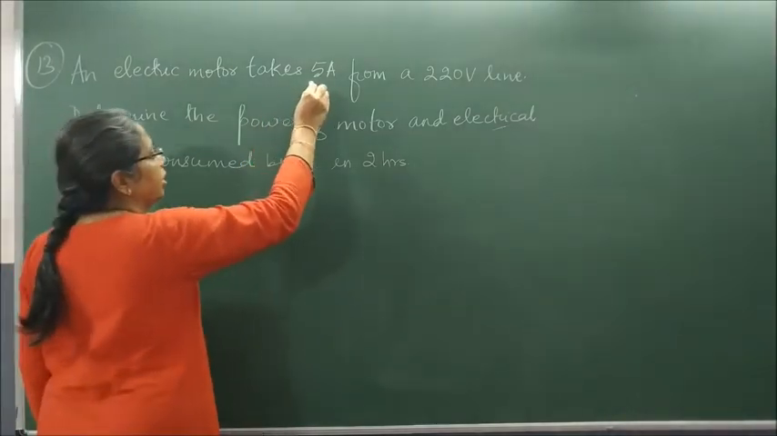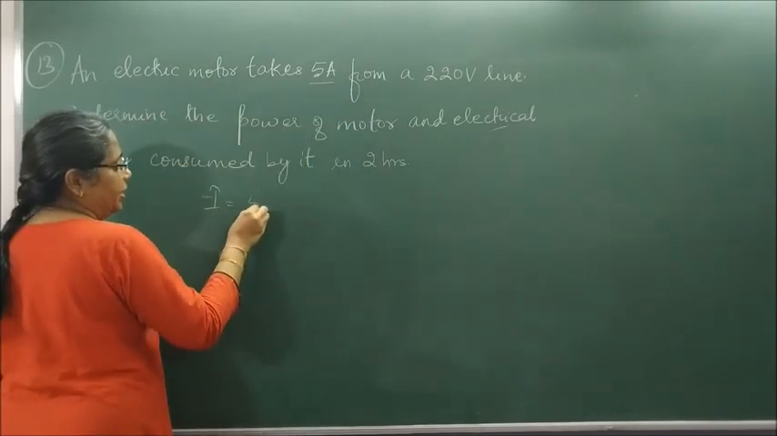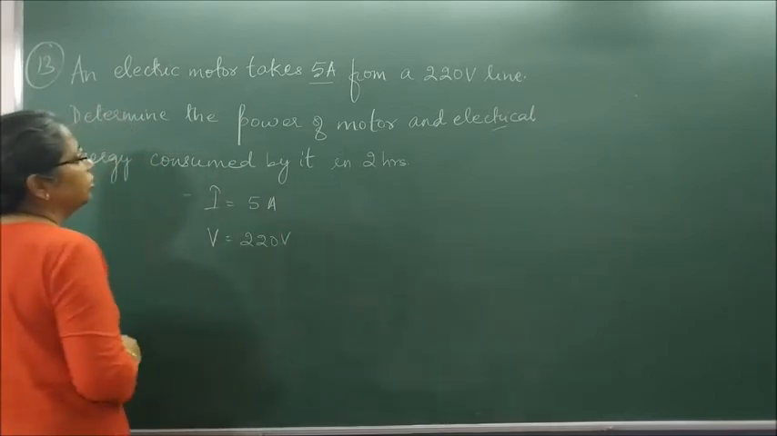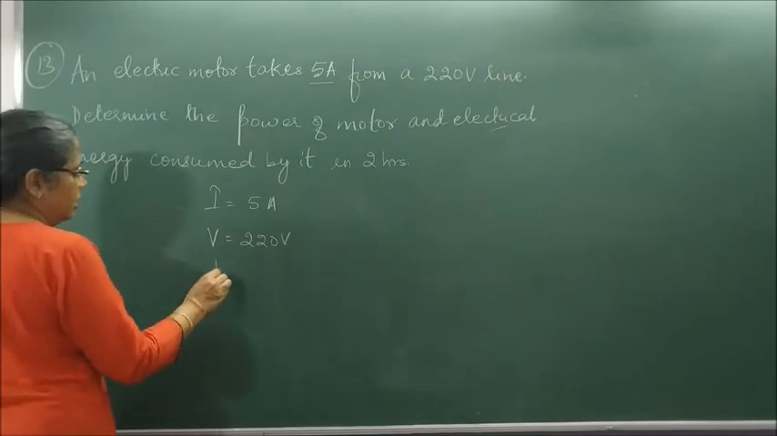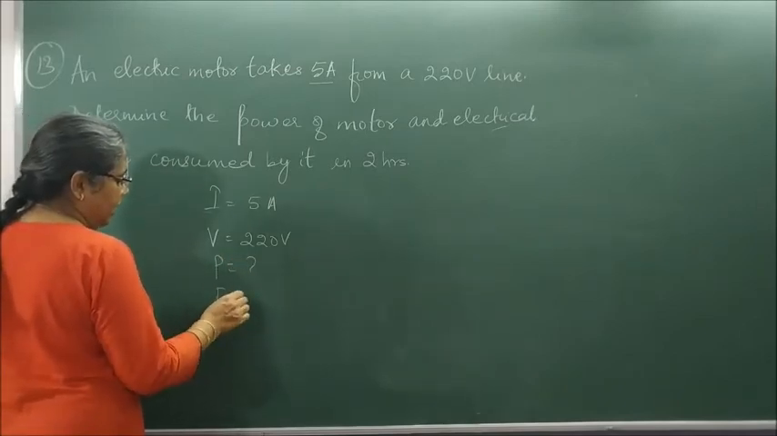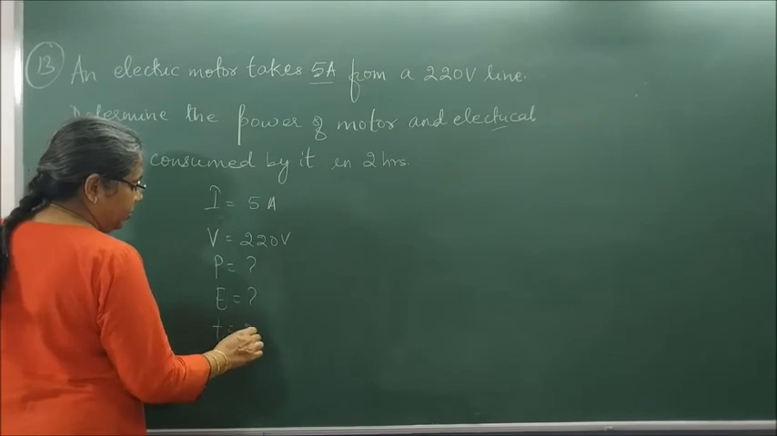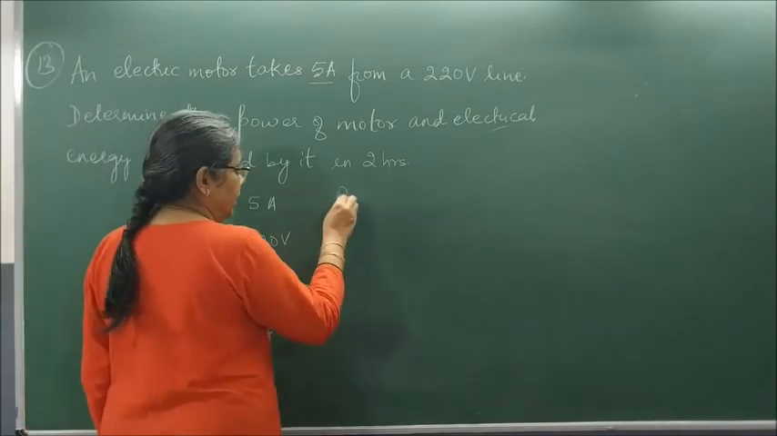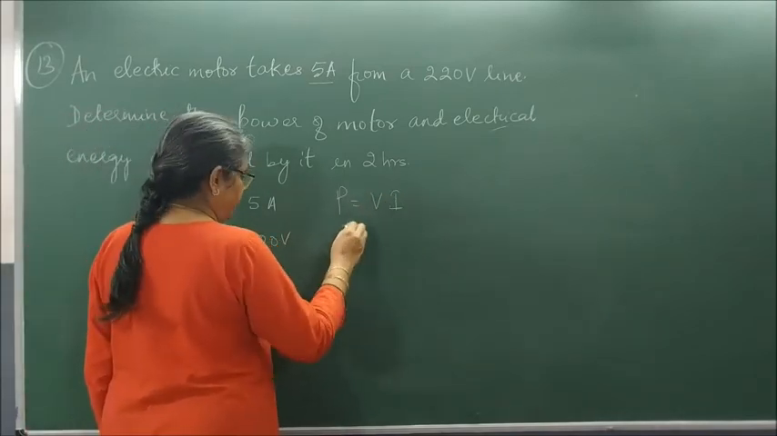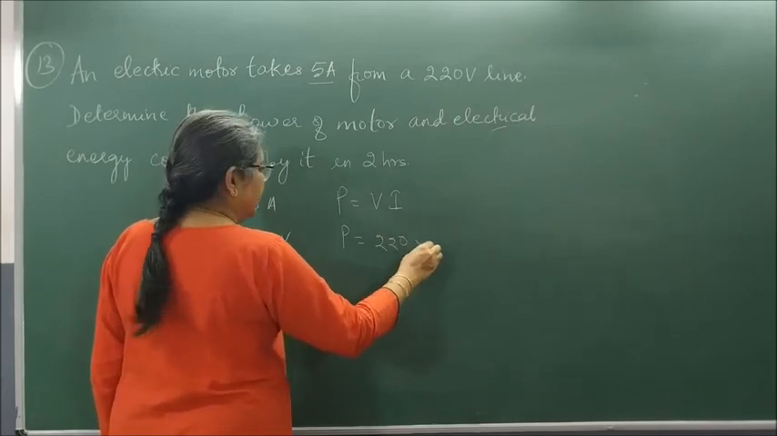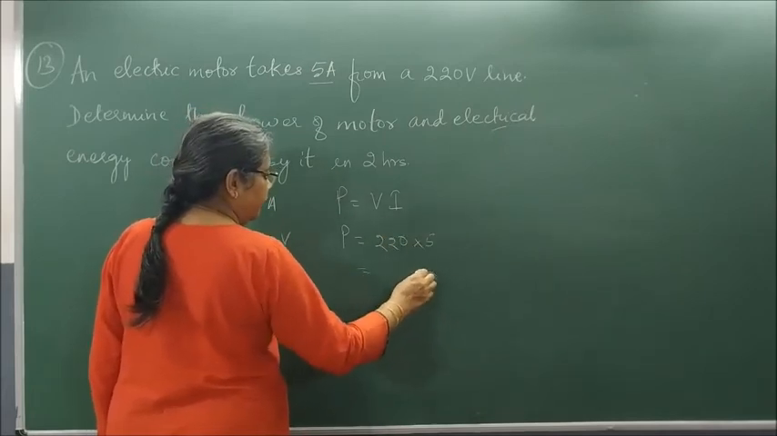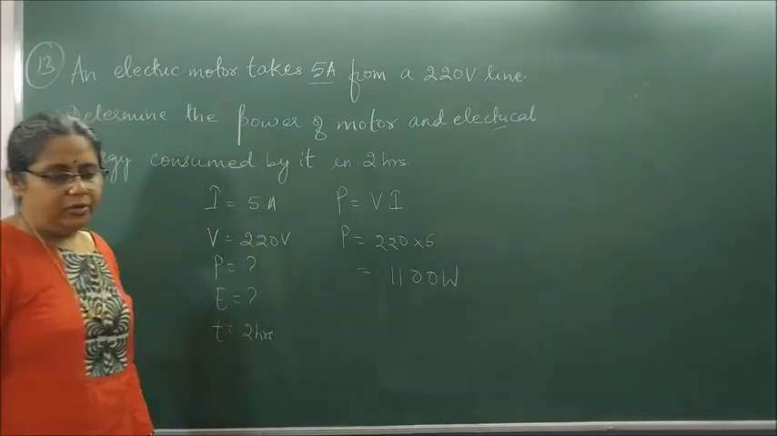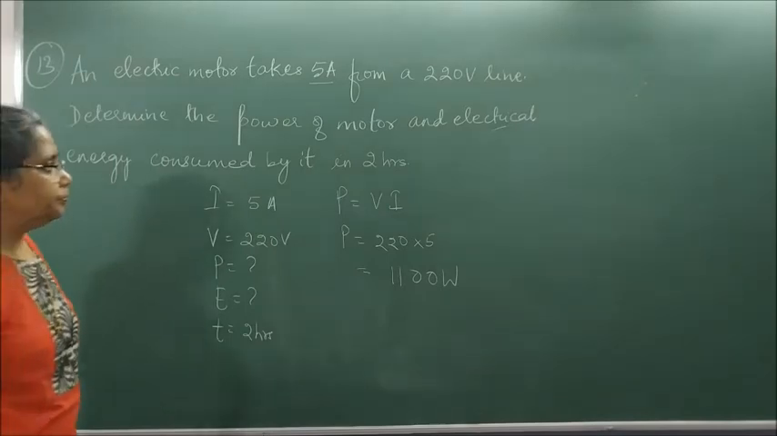Now, this is given as what? I is 5 ampere. V is given as 220 volts. I have to calculate P and the electrical energy, when time is given as 2 hours. So first, let us find out P. P is equal to VI, so P is equal to 220 into 5. So you get 1100 watts as your power.